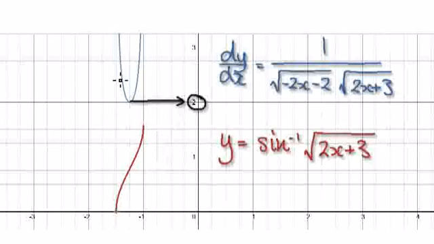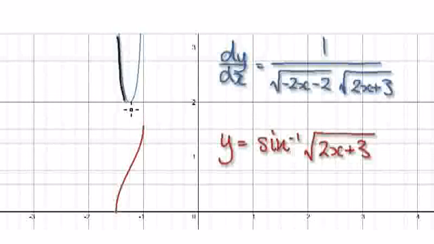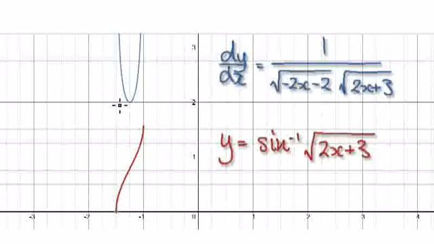Okay, so it's not a gradient of 0. Looking at this here, it's not a gradient of 0. It's a gradient of 2. Just bear that in mind. I know the graph seems a bit weird, but this graph does make sense. Okay, so have a quick glance.